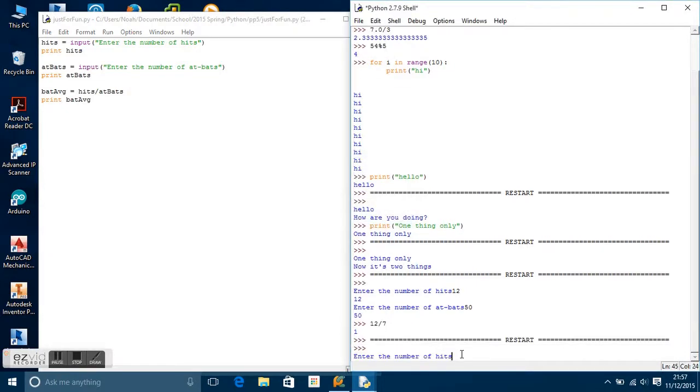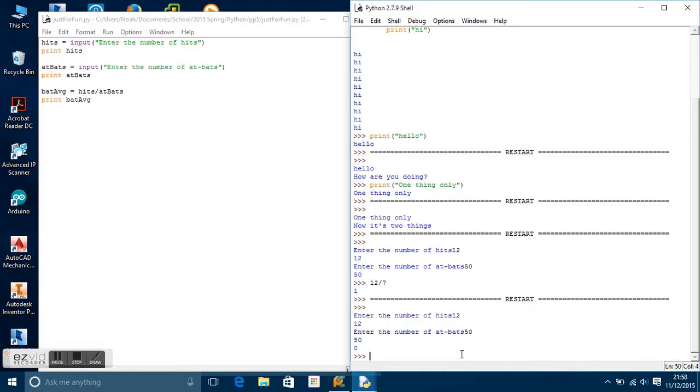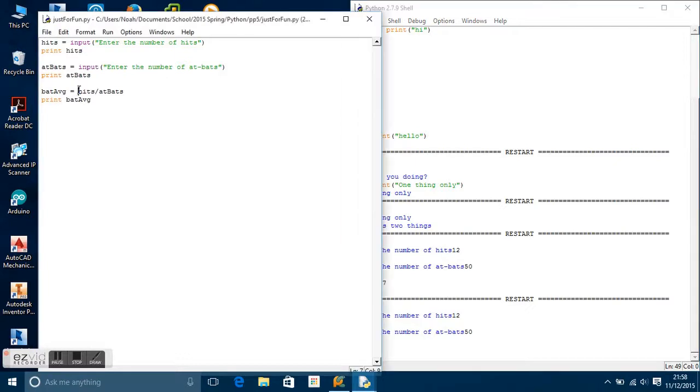So the number of hits, let's call that 12, like we did before. The number of at-bats is going to be 50. The answer it gave us is 0. Why did it give us 0? Well, because 12 divided by 50, if you're doing integer division, 50 doesn't go into 12 any times. So 0. What we need to do is add a float.